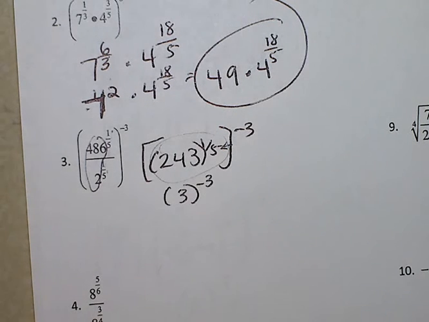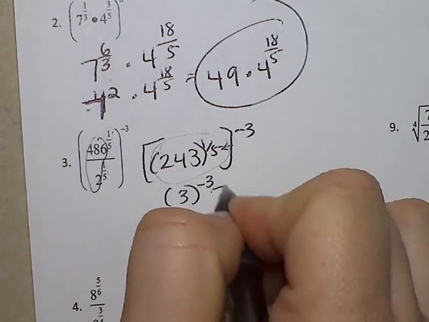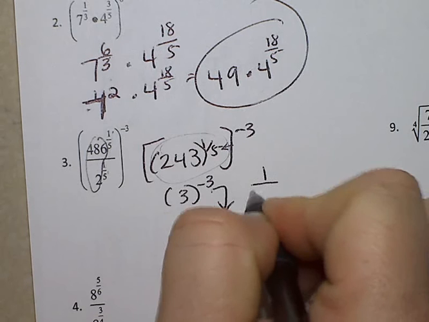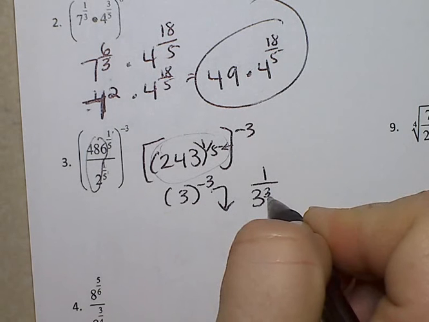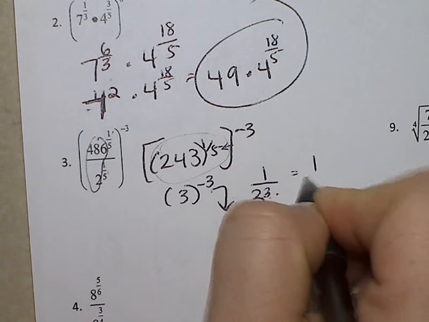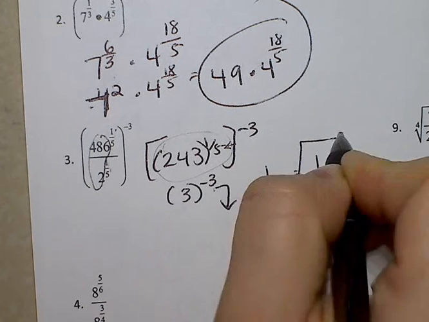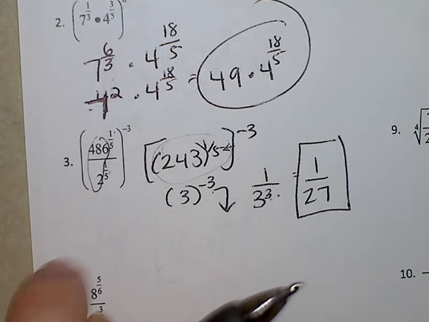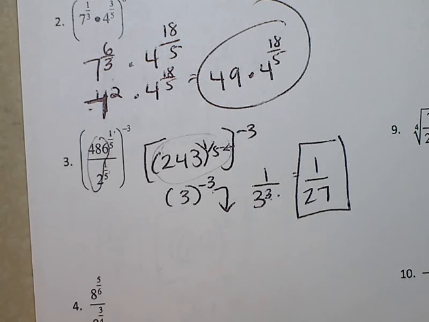This could not be my final answer because I have a negative exponent. If I move it to the bottom, it becomes positive. And now I can evaluate. 2 times 2 times 2 is 27. Again, number 3 may be different on your homework, but it will be the same concept.